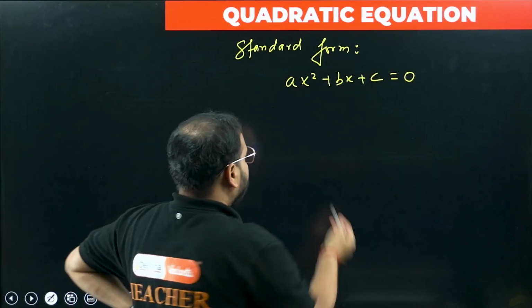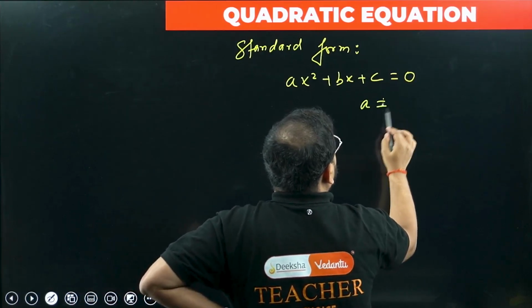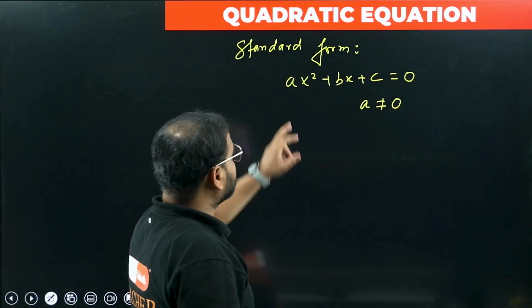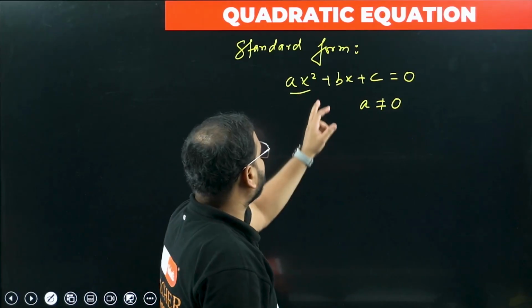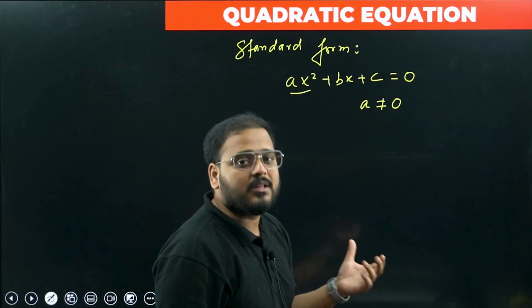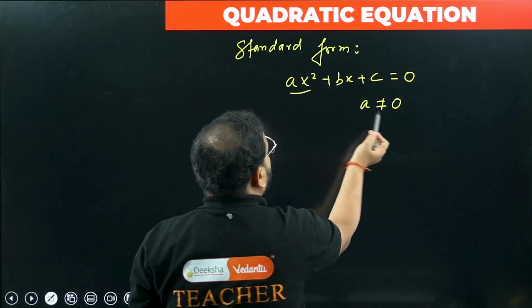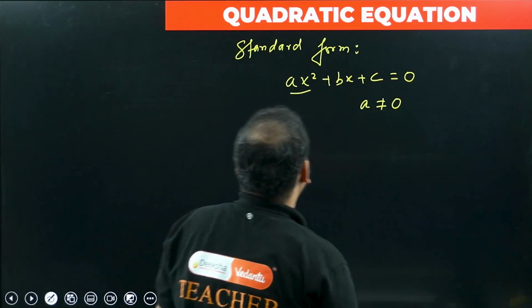Where a should not be equal to 0. If a is equal to 0, what will happen? This quadratic term will become 0, so we'll have only bx plus c left. That will be a linear expression. So that's why a cannot be 0. That's the definition of it.